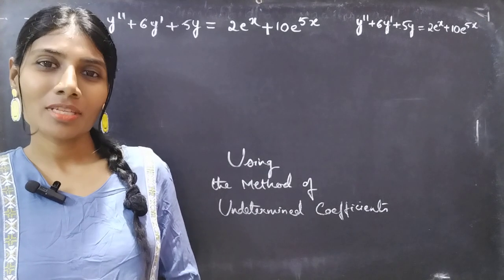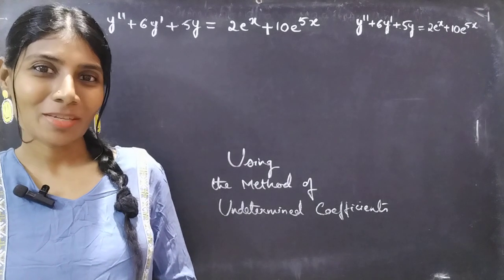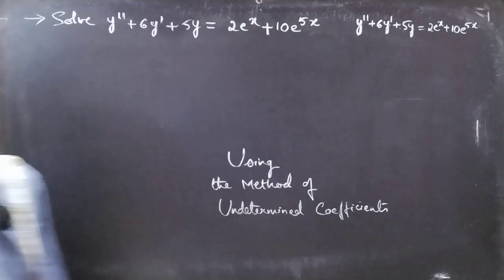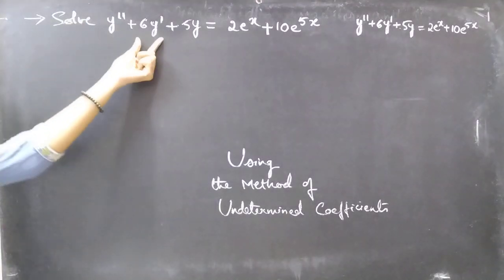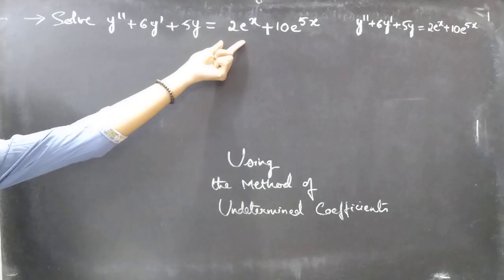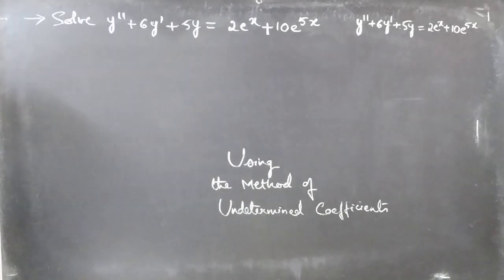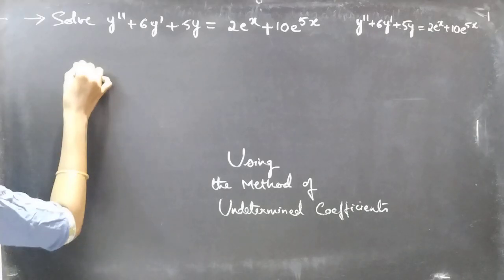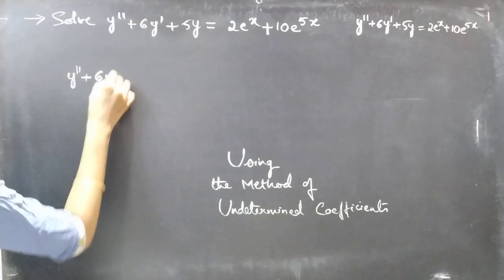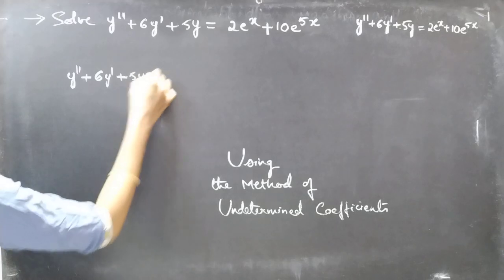In this video, we're going to see a problem using the method of undetermined coefficients. So let's get going. Problem: solve y double dash plus 6y dash plus 5y equal to 2e power x plus 10e power 5x. So we are given a differential equation and we are asked to solve the problem using the method of undetermined coefficients. Firstly, just consider the given equation.